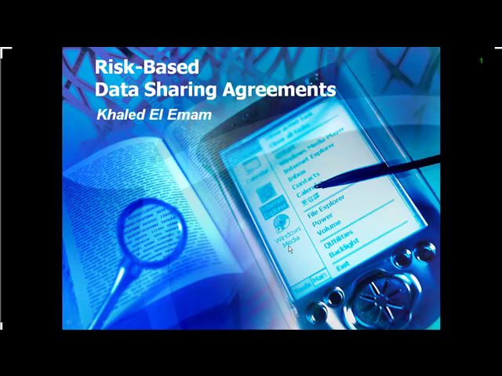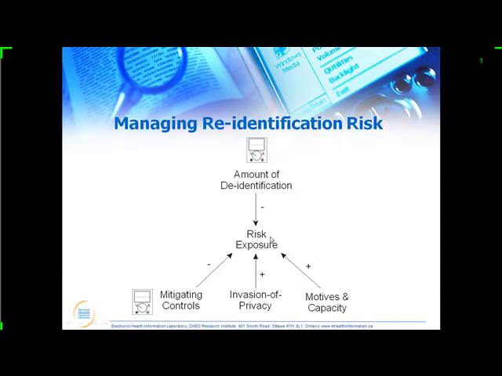So it's not a boilerplate kind of one-size-fits-all data sharing agreement, but we actually do a risk assessment to produce the data sharing agreement. As a background, I will just go through our methodology quickly. The basic idea when you're releasing data for secondary purposes is to measure or evaluate three things at the bottom here: the mitigating controls, the invasion of privacy, and the motives and capacity. And we've developed various checklists for doing so.